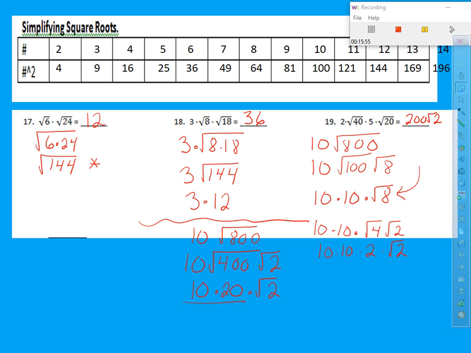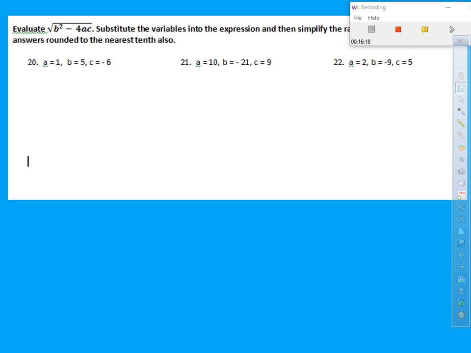Now, some good news at this point, we're not going to talk about number 25, 26, 27, 28, 29, and 30. So you can scratch those out. I am going to show you number 20, 21, and 22 real fast. Like I said, what I'm getting to is knowing how to use the quadratic formula.